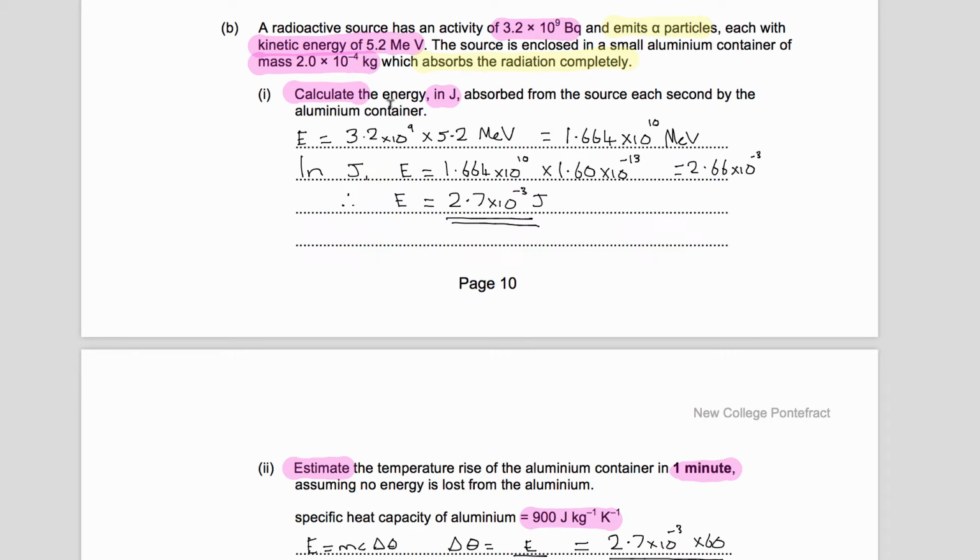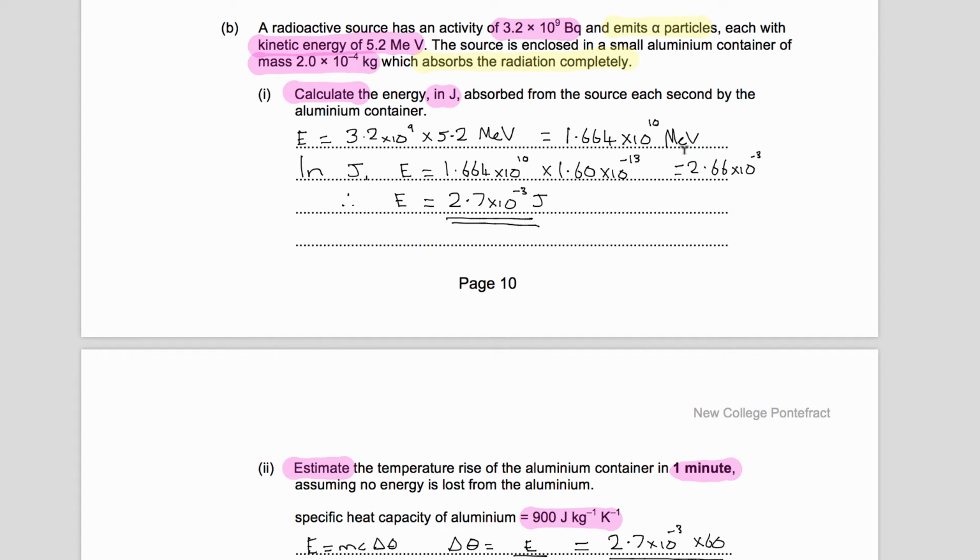First of all, we're asked to calculate in joules the energy that's absorbed from the source each second by the aluminium container. Well, the amount of energy that the aluminium container absorbs is equal to the amount of energy that the source gives out. So the energy is simply equal to the activity, which is the number of decays per second. So each one of these gives out an alpha particle of 5.2 MeV. So if I simply multiply the activity by the energy of each particle, it gives me the total energy that's given out per second in MeV.